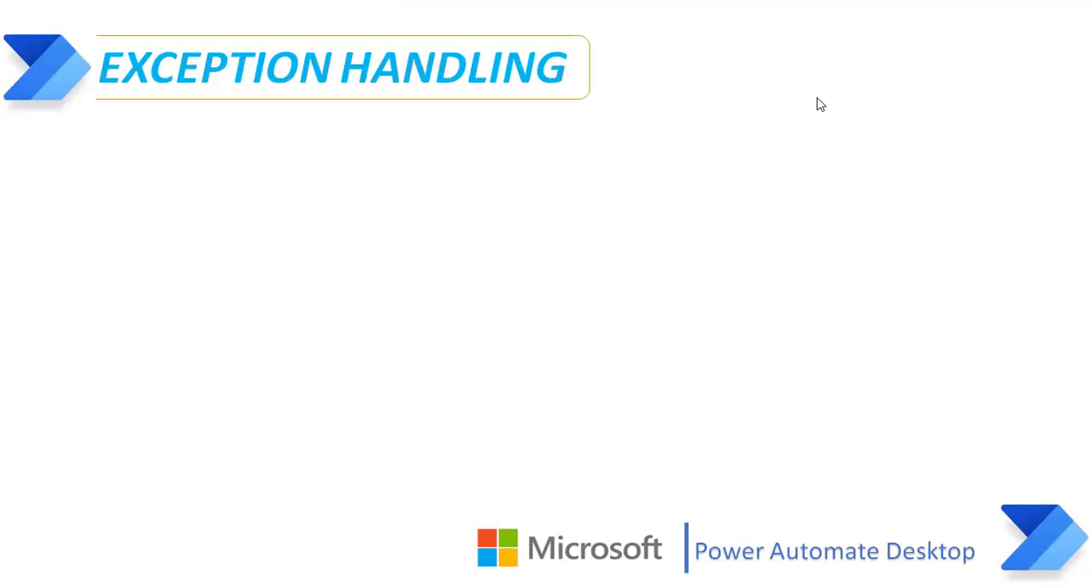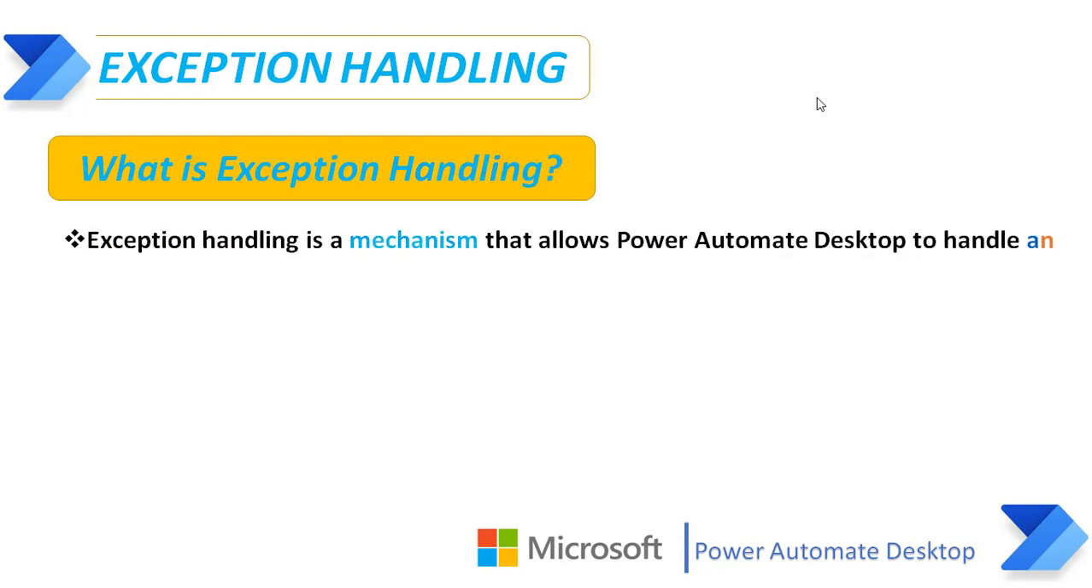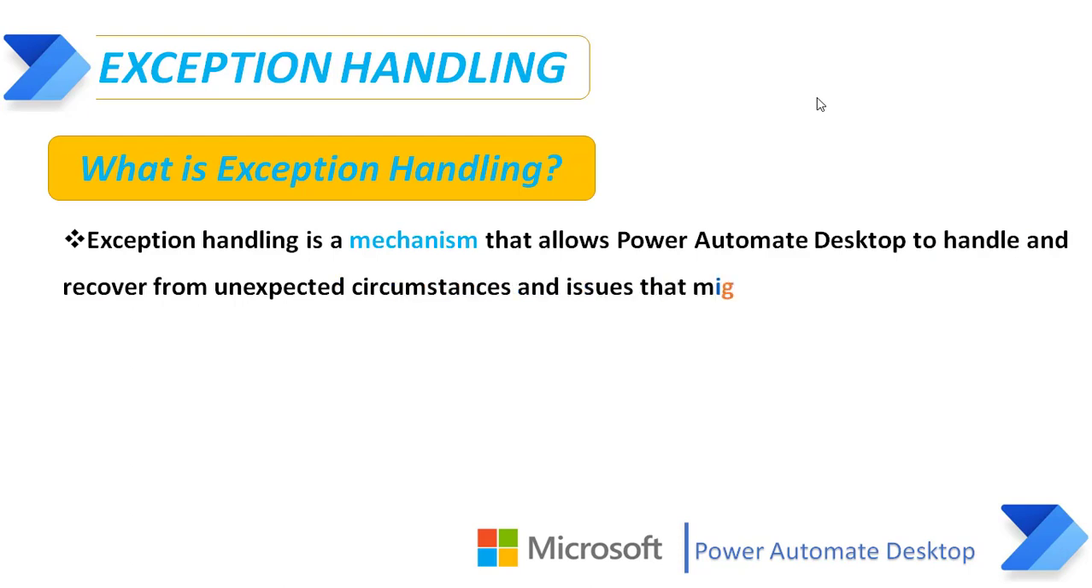In this tutorial, we will learn about exception handling in Power Automate desktop. First, we will learn what is exception handling. By definition, exception handling is a mechanism that allows Power Automate desktop to handle and recover from unexpected circumstances and issues that might occur during a flow run.